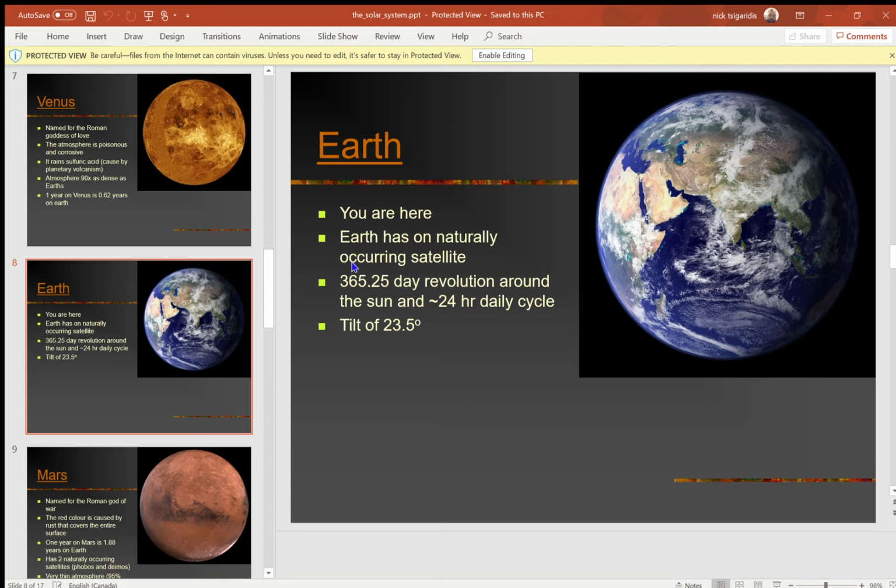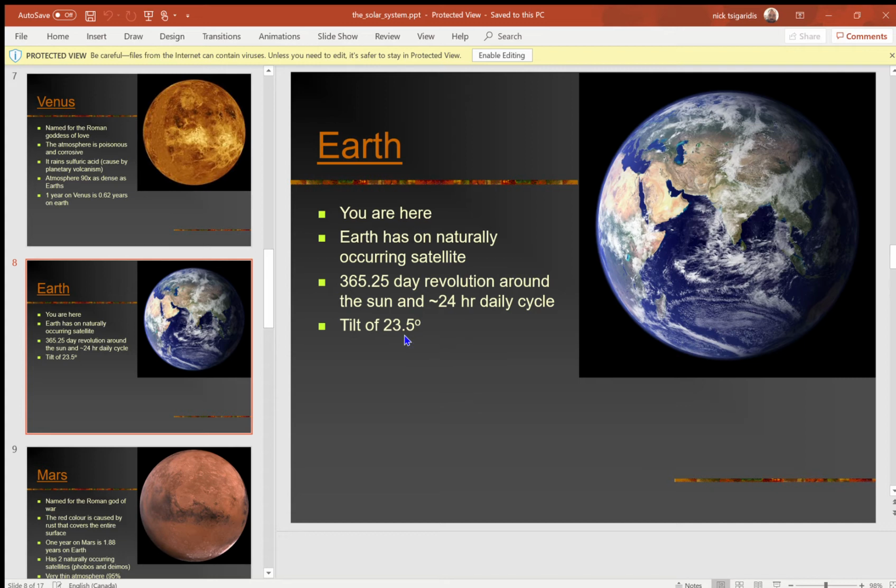It has a revolution of approximately 365.25 days, which is why you end up with a leap year every 4 years. You get this extra quarter day that we have to account for. And it, of course, has a 24-hour daily cycle. I think it's 23 hours, 56 minutes, 4 seconds is the exact time, but I might be off by a couple of seconds there, so don't quote me.